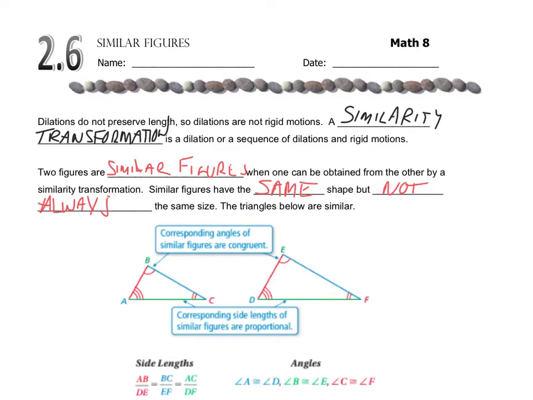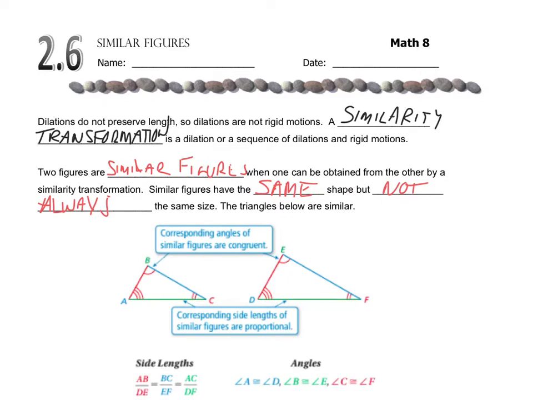So the triangles below are similar. Just like when we did our congruent lesson, these corresponding angles of the similar figures are congruent. So this little tick mark here for angle B means that it's the exact same or congruent to angle E. The two lines for angle C means that it's the exact same angle as angle F. And the three lines for angle A means that it's the same angle as angle D.